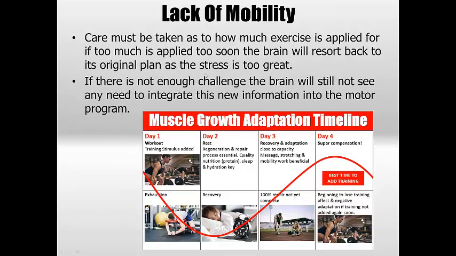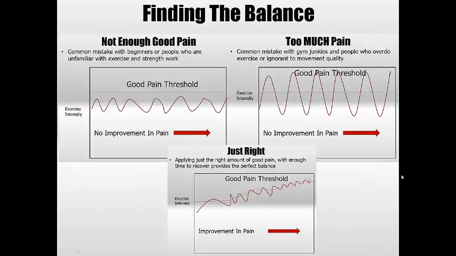Care must be taken with how much you apply, because if you do too much too soon, the body just resorts back to what it was doing before, and if there's not enough, then there's no need to change or integrate the new information into the motor program. There are good videos and website articles on this. You can look in the description under the video for the links to those. Find the right balance between too much and not enough. Just right looks like that. If you're not applying enough, you won't have enough change. Too much looks like that.